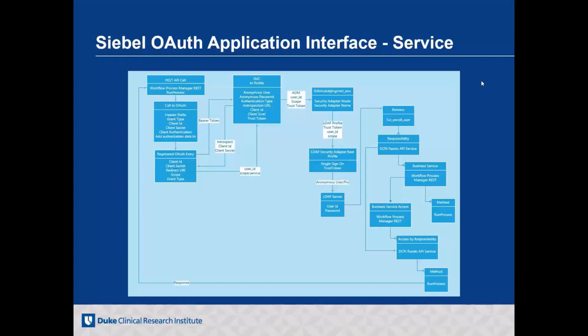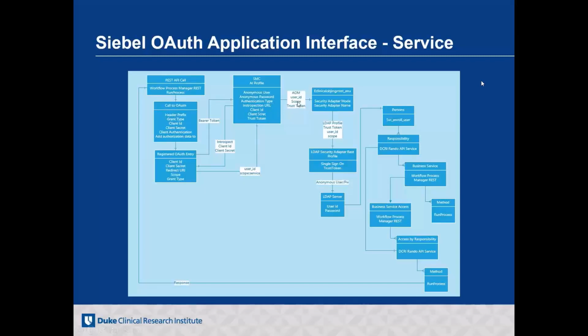So for the service, the REST API does a call to OAuth, gets the information it needs, and then sends that bearer token to the SMC profile, and then it goes to the AOM. The REST API call goes to the registered OAuth entry, gets a token, and passes that token into the SMC profile. Then Siebel will go out and do an introspect with that client ID and secret to validate the token. When the token is validated, it comes back with a user ID and, in this particular case, a scope of service, which it then brings into the SMC profile.